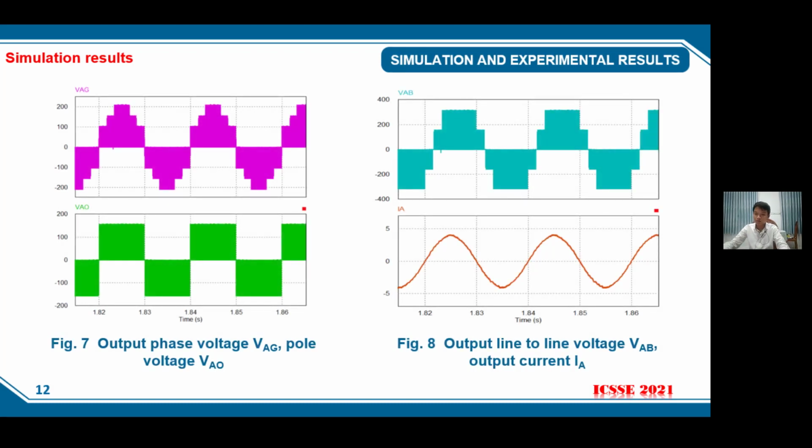We use the SinPWM to simulate. We have the following results: the output phase voltage VAC root mean square is about 110 volts. The pole voltage VAO is positive 157 volts, 0 volts, and negative 157 volts. The line-to-line voltage has 5 levels. The output current is 2.9 amperes.